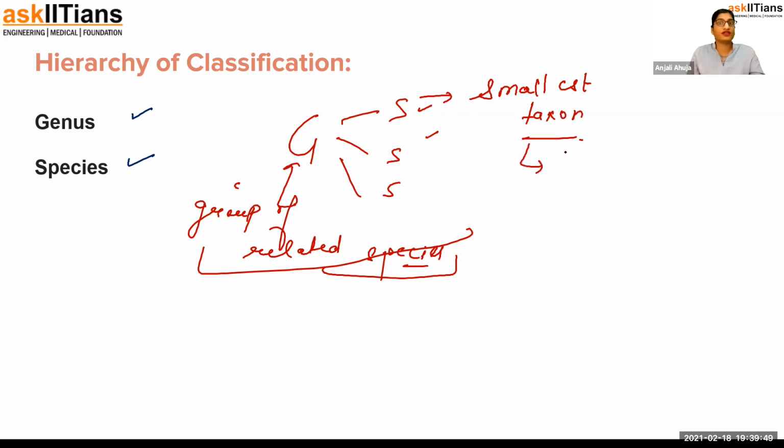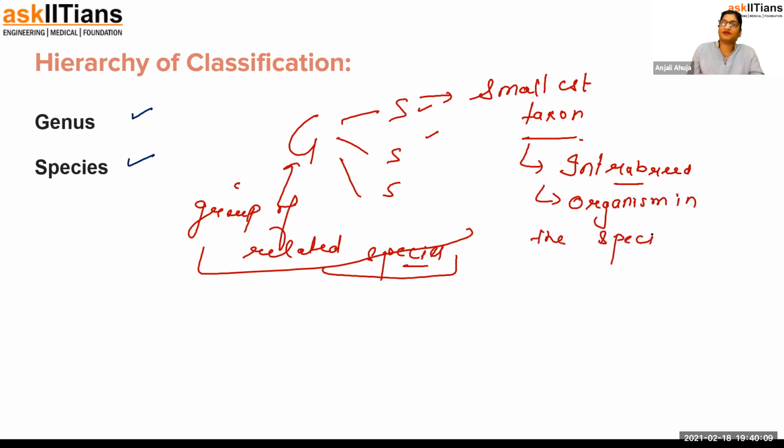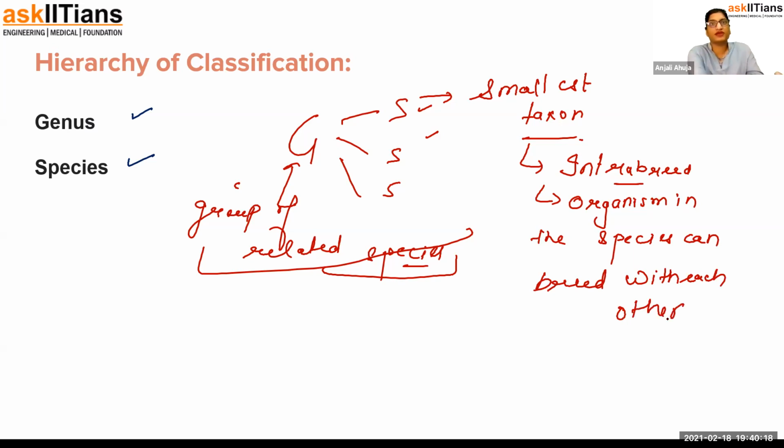And the special property of species is that they can intrabreed. Within the species, it will be intrabreeding. I mean, organisms in this species can breed with each other. Like a human can reproduce with a human, a cat with a cat. So that's a different species. They cannot interbreed.